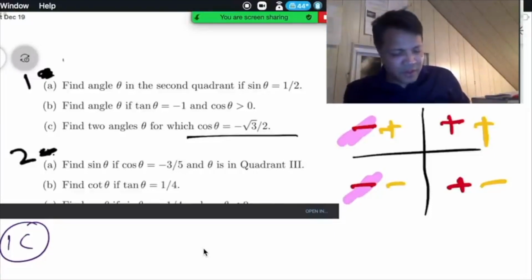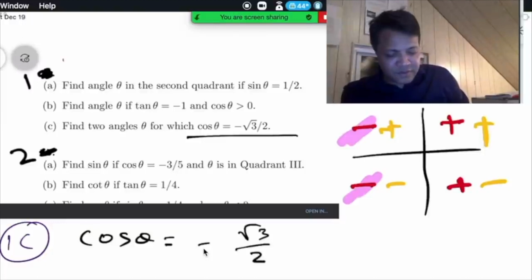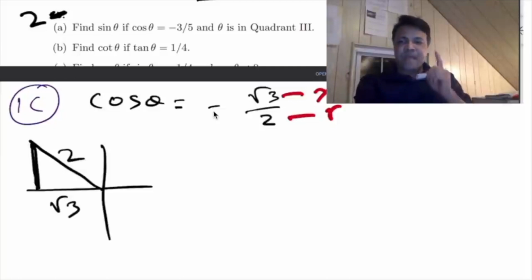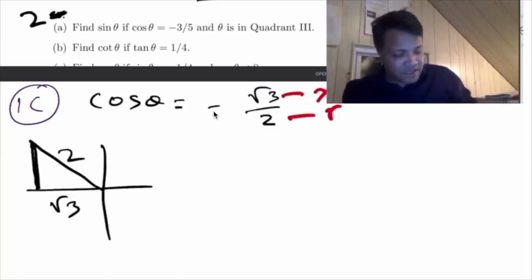Alright, so our cosine theta is negative square root of 3 over 2. So this one is our x and this one is our r. So let's go ahead and draw the quadrant, and first let's do this one. Why not? So now x is square root of 3 and r is 2. We have to find the y. This is the second quadrant. Now at the same time we're going to do it on the third quadrant.